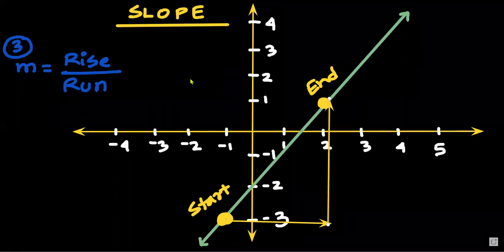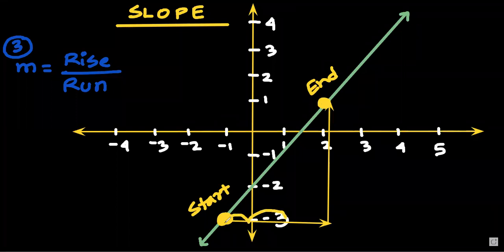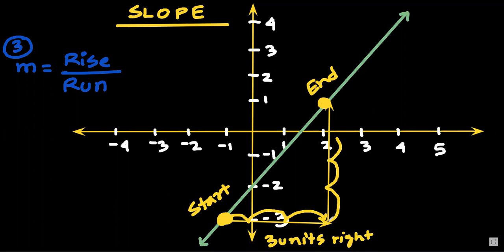Let's see how much unit. So we are traveling to the right. How much unit? 1, 2, 3 units right. 3 units to the right. Then from this, 1, 2, 3, 4. 4 units up.